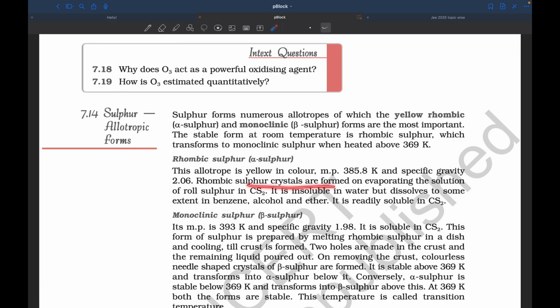Rhombic sulfur crystals are formed on evaporation of a solution of roll sulfur in carbon disulfide. It is insoluble in water, dissolves to some extent in benzene, alcohol and ether. It is readily soluble in carbon disulfide. Now let me ask a question: in which solvent does rhombic sulfur dissolve more? The answer is carbon disulfide. It is insoluble in water, and partly soluble in benzene and alcohol, which are polar organic solvents.